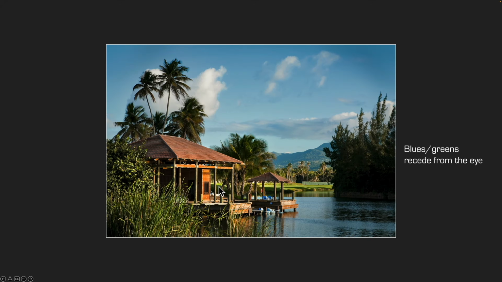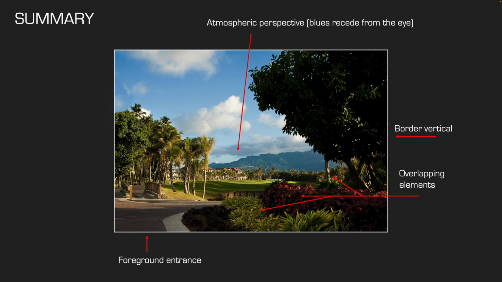And here, this is again back in Puerto Rico. I have some repetition of form here, but what really gives this depth, here's my little entrance, here's my vertical, here's my vertical. What really gives it depth is I have these blue-green tones way back in the mountains that set it much further back than if it weren't blue and green.